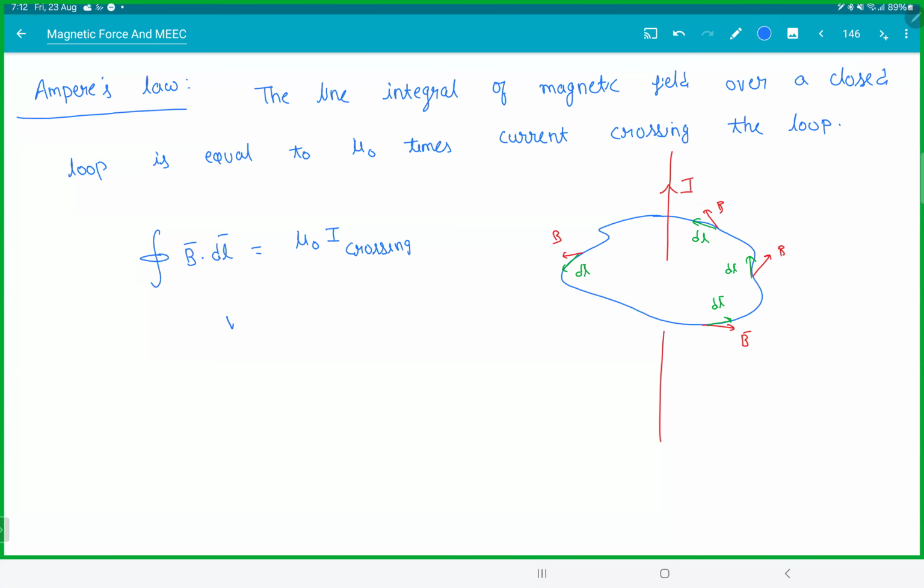Now this is valid for steady currents. When Ampere actually figured this out, people didn't know that time varying magnetic fields create electric fields, or time varying electric fields create magnetic fields. In that case this thing will not be valid. We will see that separately in EM waves. We have an Ampere's law which is updated or corrected, but this works for steady currents.